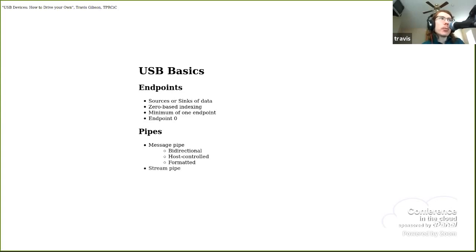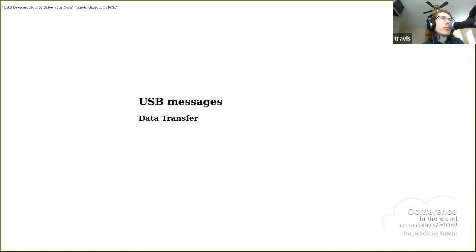And then a stream pipe, which is unidirectional. It's host or device controlled, and it's unformatted, and this feels a little more like TCP. There are some differences between those as well. So for data transfer, there are 4 types of data transfer. There are control transfers, there are interrupt transfers, isochronous transfers, and bulk transfers.